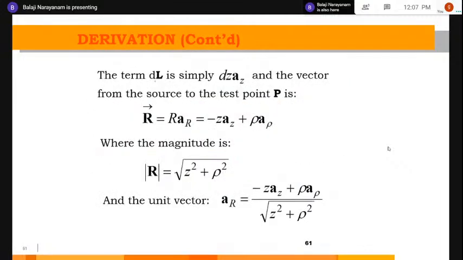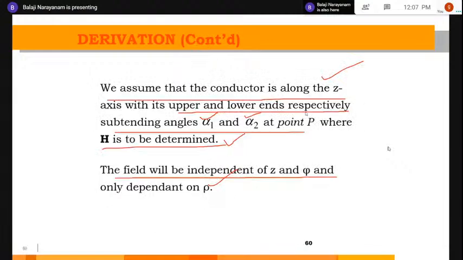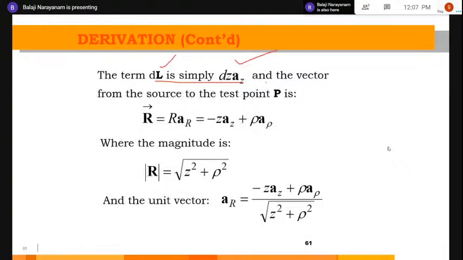The term dL is simply dz az. Why dz az? Because the differential length is taken in which direction? In the Z direction. So this dL is taken as dz, with the unit vector along the z direction being az bar. So dL is taken as dz az. So that is what we have written here.